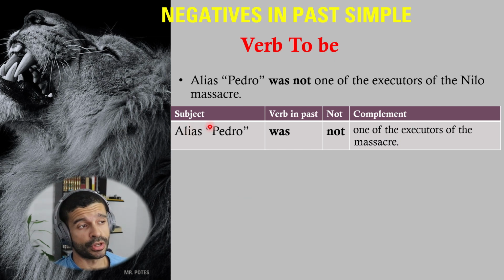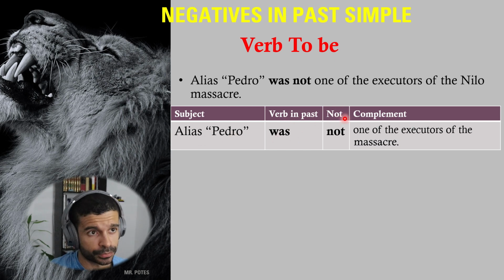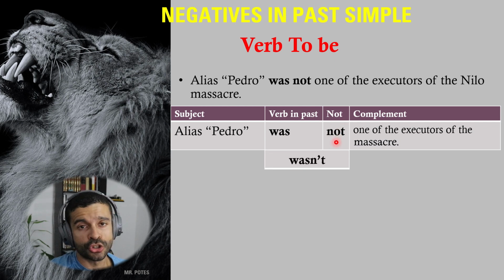We have the structure here. Subject, as you can see, alias Pedro. Verb in past, was. Negative, not. Complement, one of the executors of the massacre. And the verb to be with this negative word not are usually abbreviated like this, wasn't.